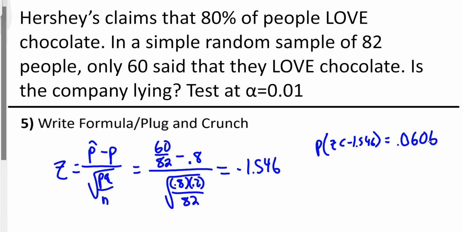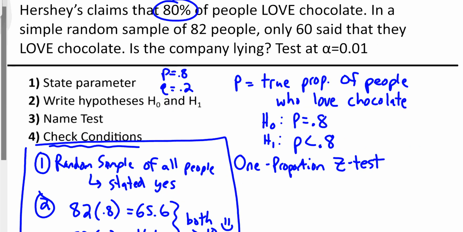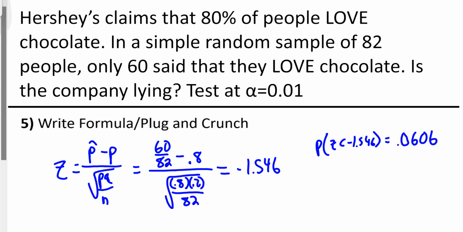Now, here's something I want to go back to, because I was just thinking about reading the problem. It's just asking if the company's lying. I stated that my alternative hypothesis was that it was less than 0.8. You could very easily argue, because it doesn't say specifically that we think it's less, it just asks if they're lying. So this probably should be a not equal to, which means it's a two-sided test. Ultimately, it won't matter either way with the p-value that we have.